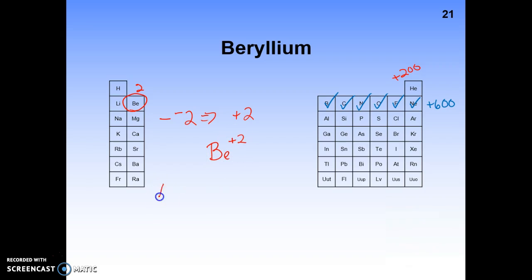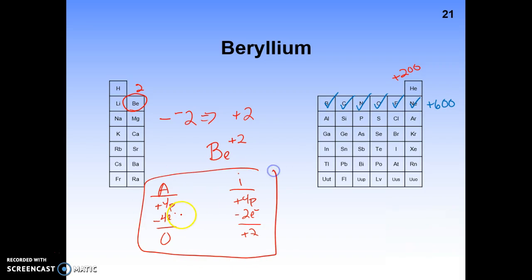Now again, as an atom, beryllium has 4 protons and 4 electrons for a 0 charge. But as an ion, beryllium has still 4 protons, but now it only has 2 electrons for an overall charge of +2. So this is what's happening in the atom, the difference between an atom and an ion. But this is the overall outcome that we're looking at, this Be +2.